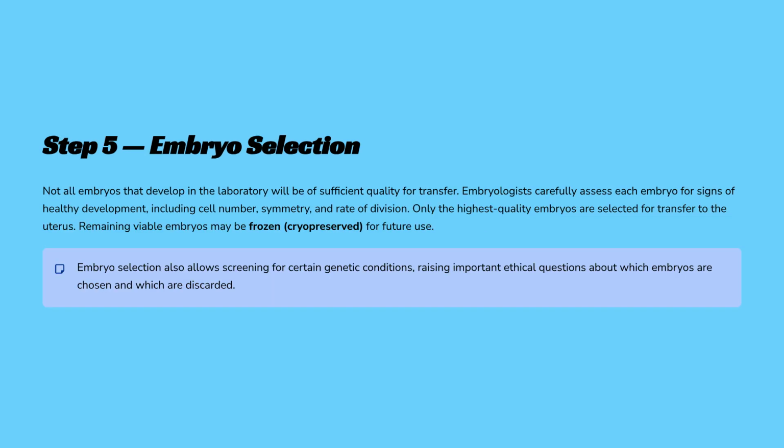Step 5 is embryo selection. Not all embryos are of sufficient quality for transfer, so embryologists assess them for healthy growth, including symmetry and division rate. The highest quality embryos are chosen, while remaining viable ones may be frozen for future use.